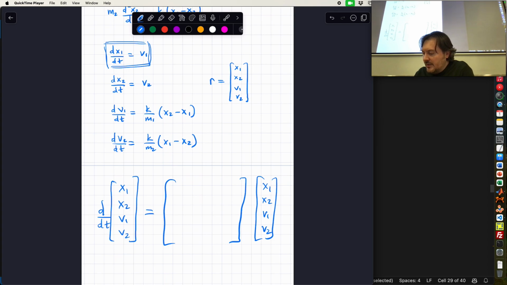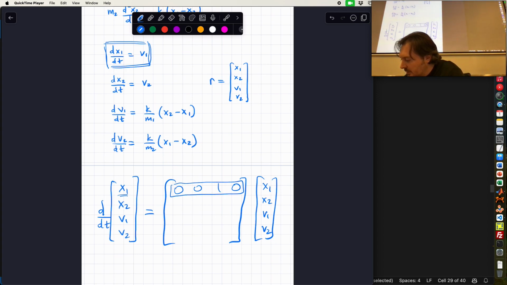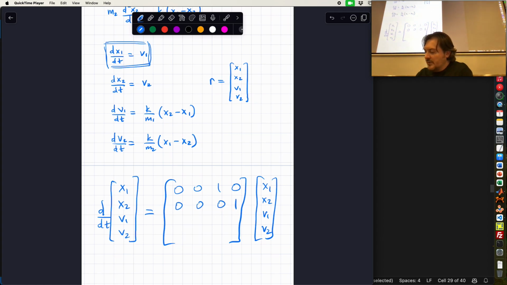Apparently dx1 over dt is v1. So 0, 0, 1, 0. Very good. Why? Because this row will be multiplied by this column and it will pick up only v1. Does it make sense? Very good. What is the next one? 0, 0, 0, 1. Very good. And the next one?